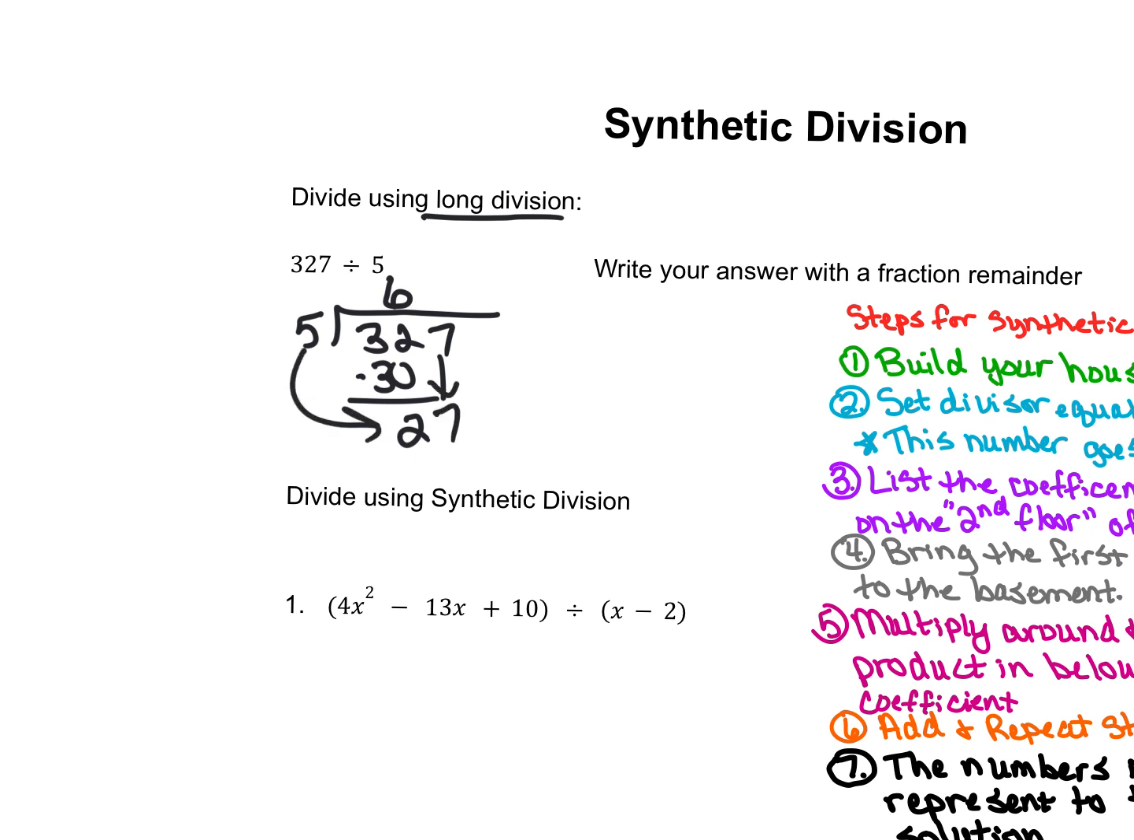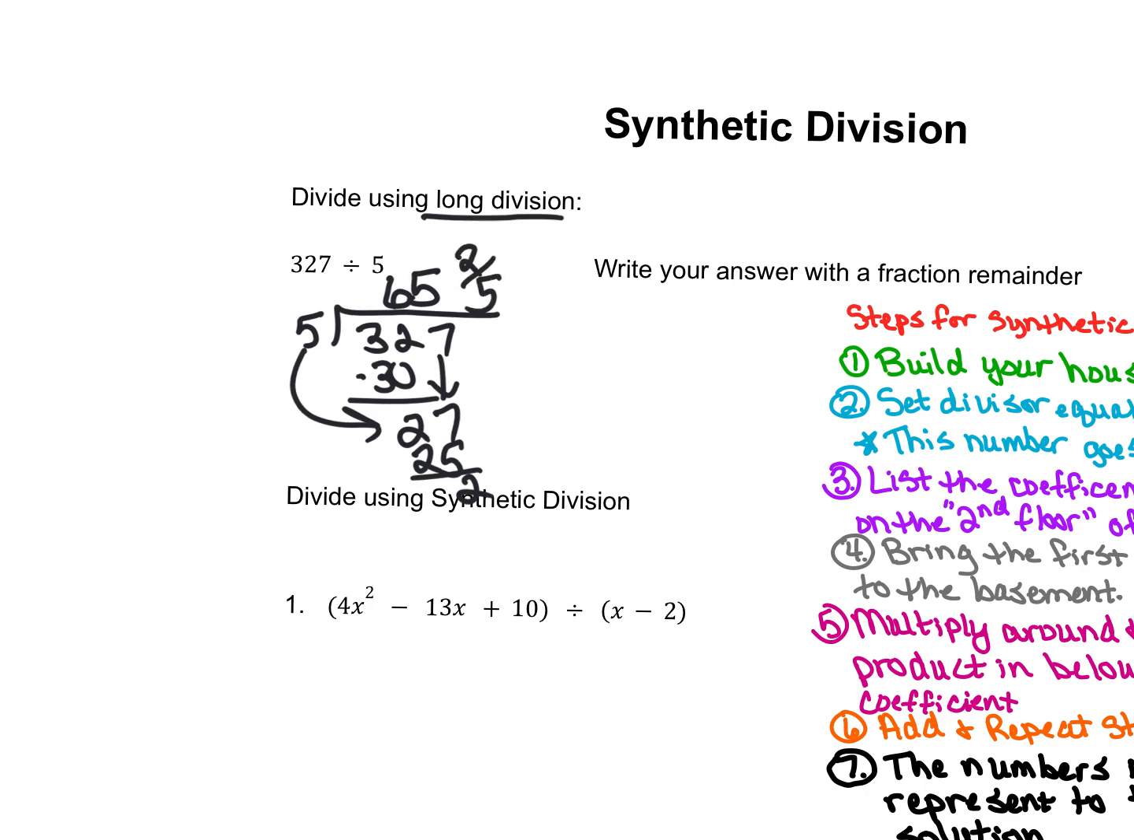5 times what is 27? Well, we can go in 5 times. 5 times 5 is 25 with the remainder of 2. When you were in elementary school, you might have put some decimals after that or something. But when we do division in Algebra 2, we write our remainder as a fraction. So we're going to have 65 and 2/5.